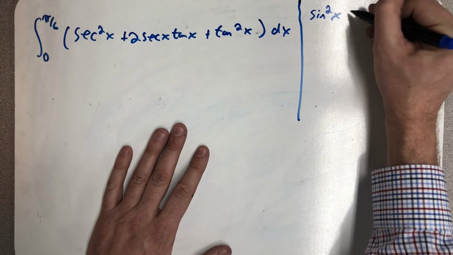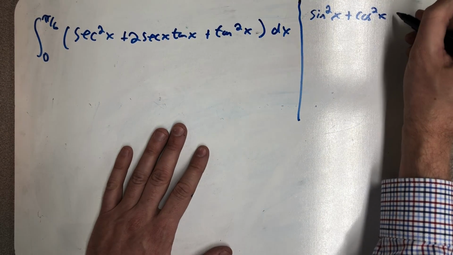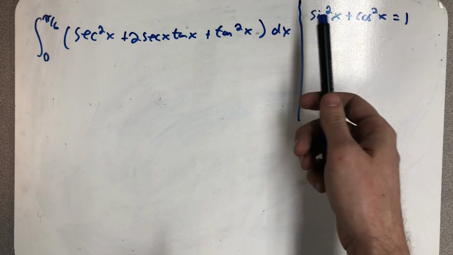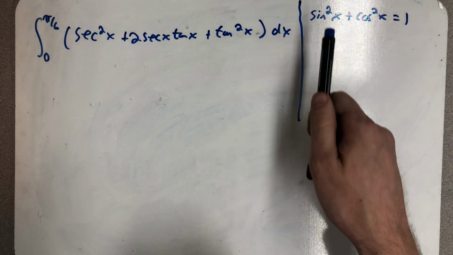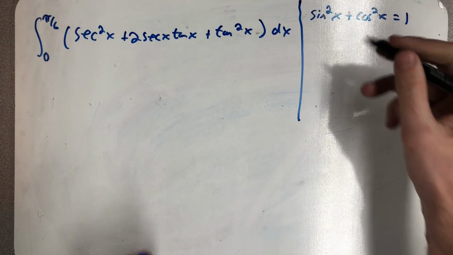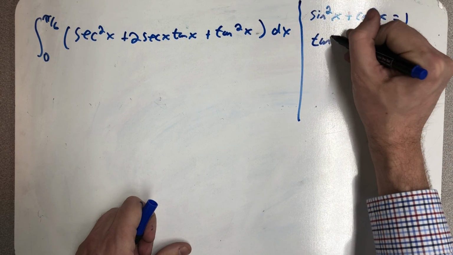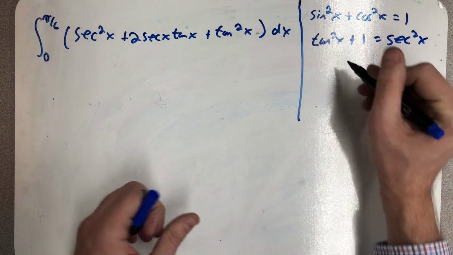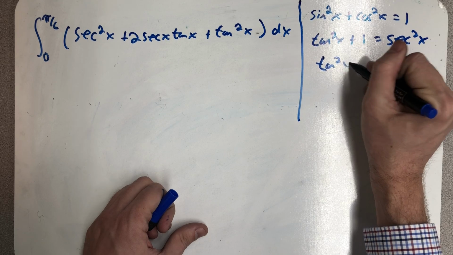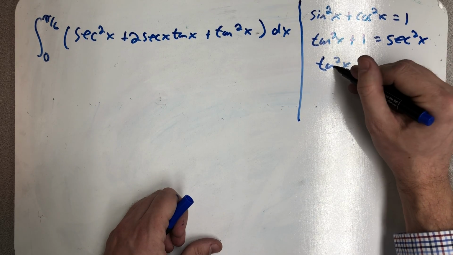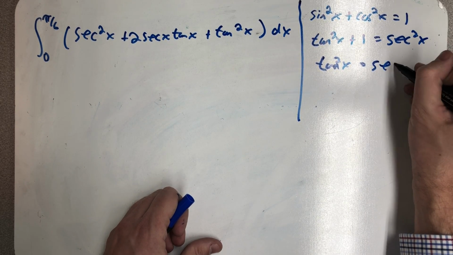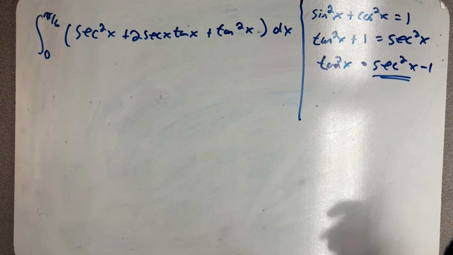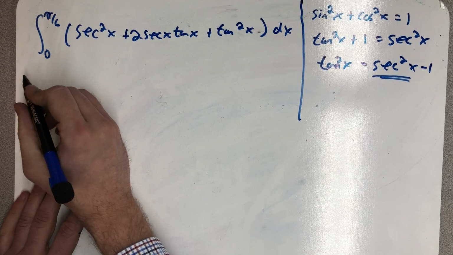Well, I know there are relationships between my trigonometric functions. In particular, I'm thinking about my Pythagorean identities. So sine squared plus cosine squared is equal to 1. And if I divide every term by cosine squared, I end up with tangent squared x plus 1 is equal to secant squared. All right, well, if I take 1 away from both sides, I can write that tangent squared x as secant squared x minus 1. And just like here, I know how to find an antiderivative for secant squared.